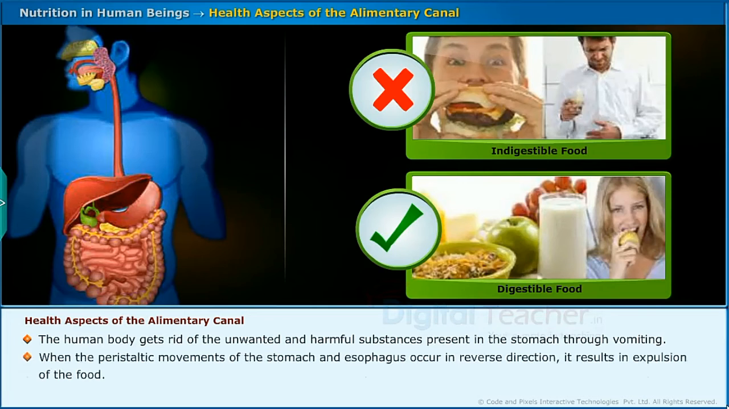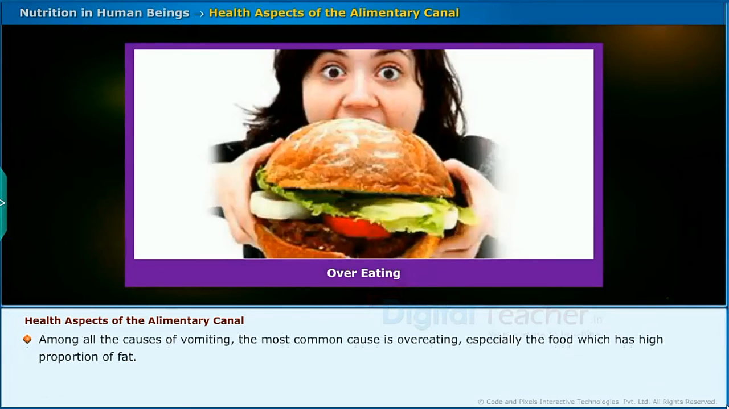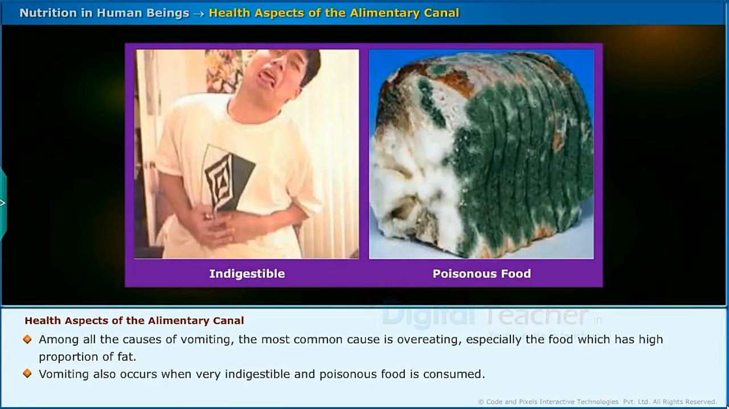When the peristaltic movements of the stomach and esophagus occur in reverse direction, it results in expulsion of the food. Among all the causes of vomiting, the most common cause is overeating, especially the food which has high proportion of fat. Vomiting also occurs when very indigestible and poisonous food is consumed.